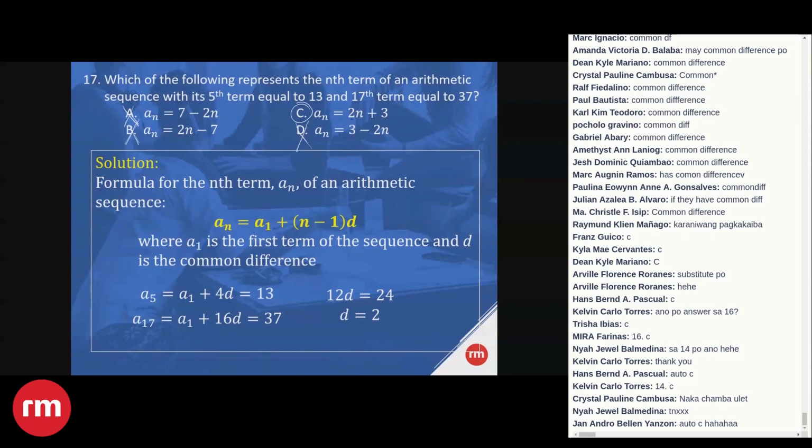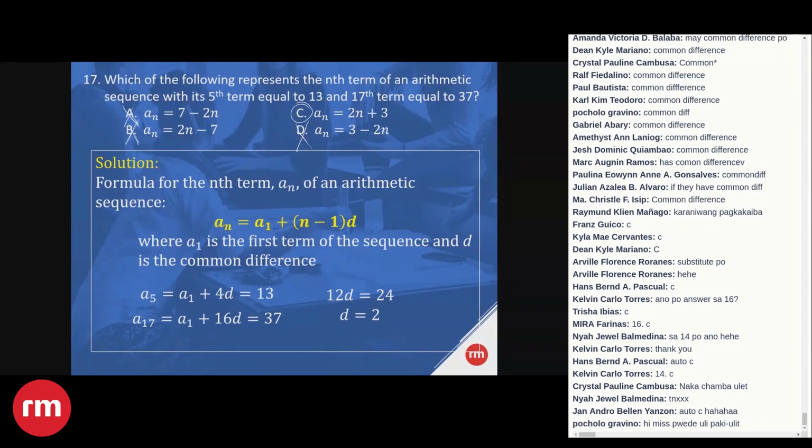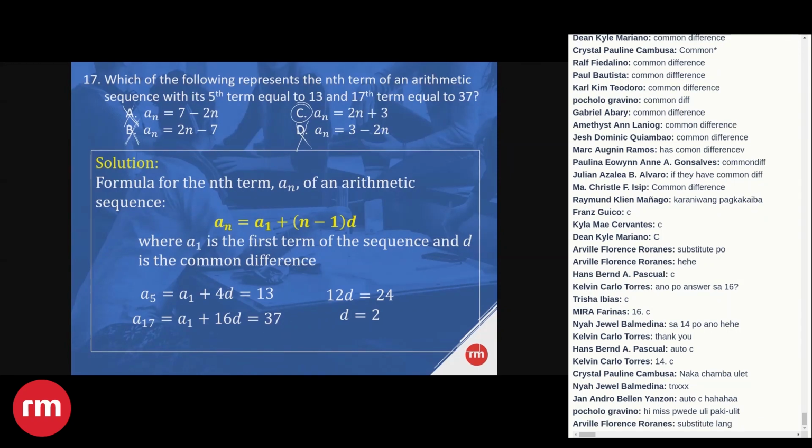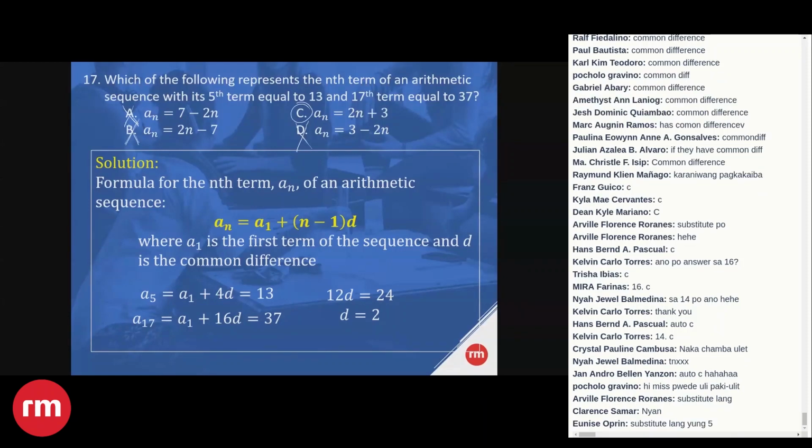So ang ginawa dito, class, is that I'll just do it in a very fast manner. So you use the given. A sub 5 is 13. A sub 17 is 37. So you will have two equations with two unknowns, A sub 1 and D. So just using elimination, makukuha niyo yung value ng D na 2.